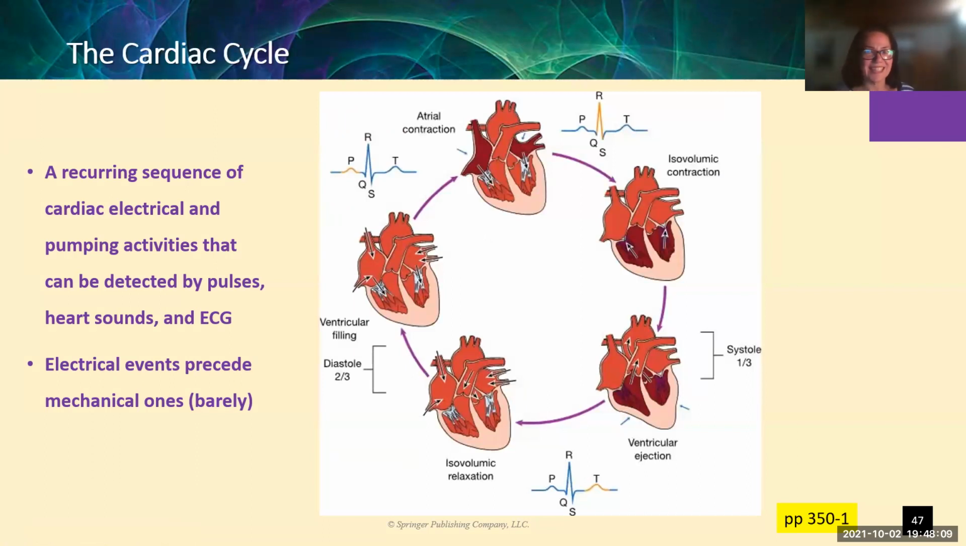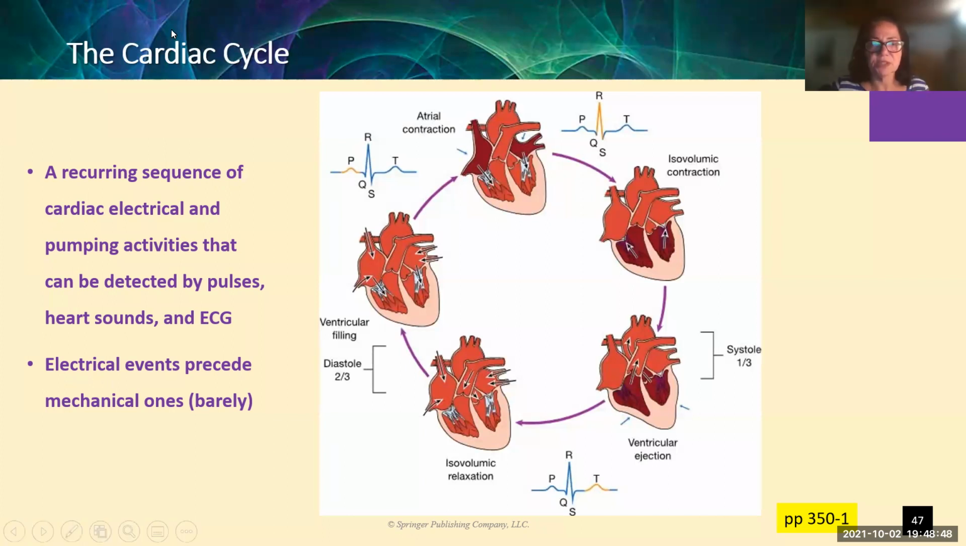The cardiac cycle, putting it all together. All right, so it's this recurring sequence of cardiac electrical activity and pumping activities. And we kind of try to tap into this. We detect things about the heart by taking pulses in different parts of the body. We listen to heart sounds, and we eavesdrop on the electrical activity using EKGs. The electrical events come just before the mechanical events. I mean, barely, but they come before.